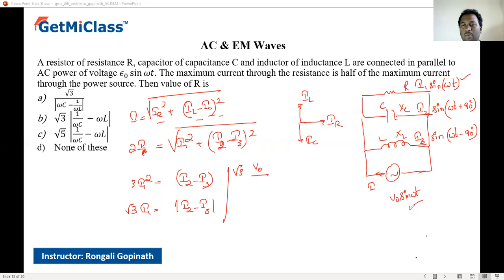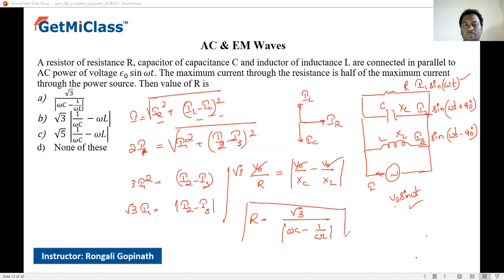That is root 3. What is the value of I1? I1 is amplitude of the source divided by resistance, I2 is again amplitude of the source divided by XC, minus V naught by XL. So from here V naught gets cancelled. 1 by R is equal to root 3 times the modulus of 1 by XC, which is omega C, minus 1 by omega L.